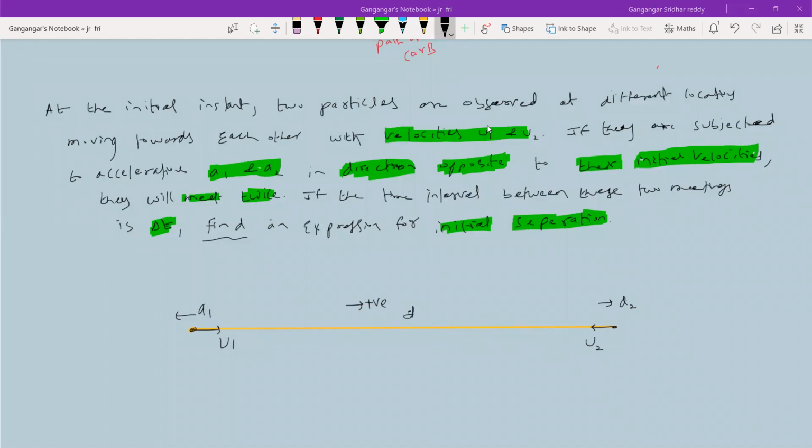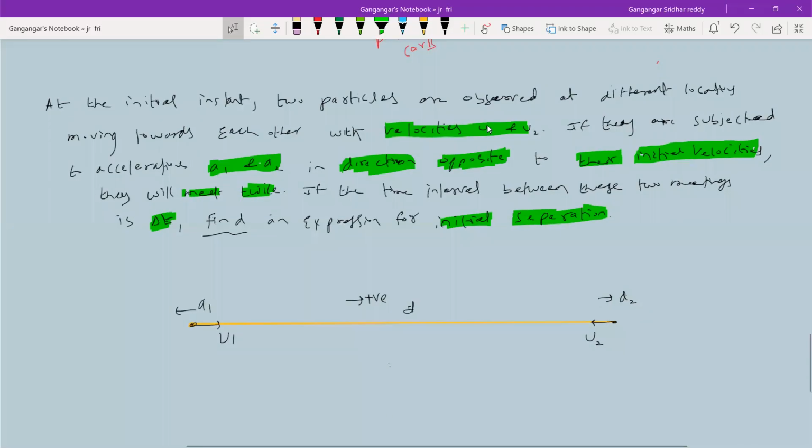Let me show the thing. Some of you give the answer. Okay, good, we'll continue now. So this is what happens at t equals 0. The question is asking to get an expression for d in terms of delta t and the given values of u1, u2, a1, a2, all that. So I think there's no other way, we just have to stick to the basic formula.